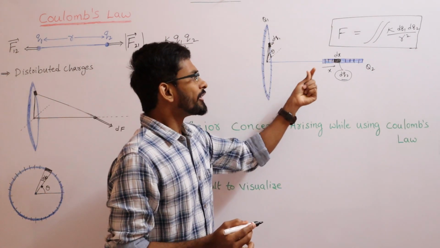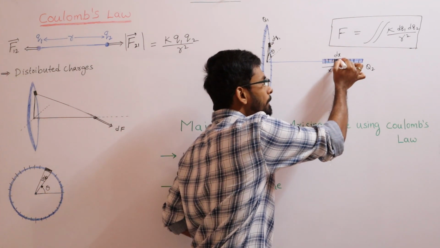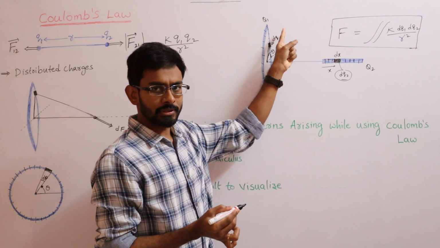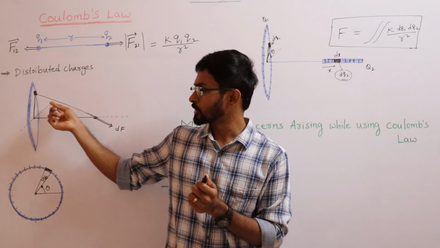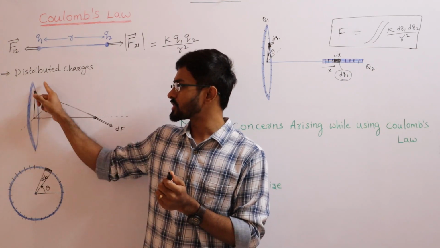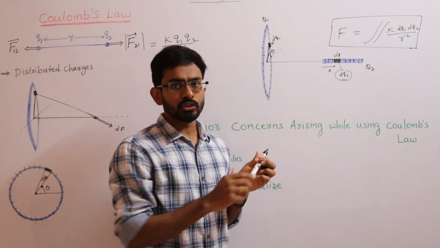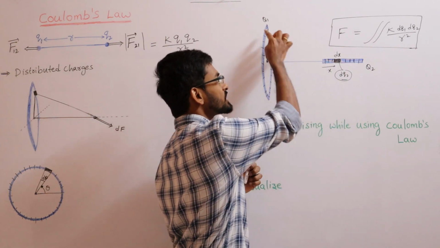Now what we will do is, first we will find the interaction between this small part of the rod with all the parts of the ring. So the process will be the same as the previous process, that is the force of interaction between a point charge and a ring. So we can treat this as a point charge and this as a ring. So using the same method, you can calculate the force of interaction between this point charge and this ring.